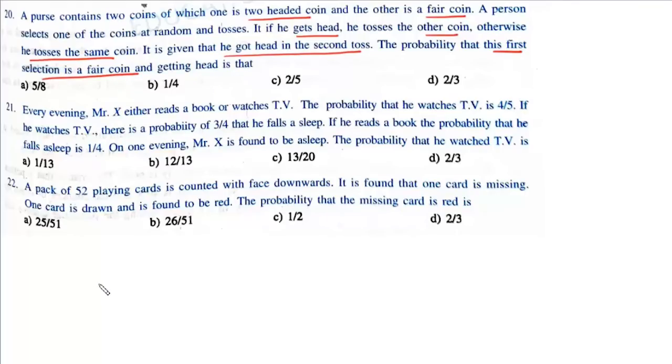Now, a purse contains 2 coins. One of them is fair coin and the other one is two-headed coin. Now, probability of choosing a fair coin, it is 1 by 2 and probability of choosing a two-headed coin is 1 by 2. Now, if a fair coin is tossed, we get 2 outcomes. Either it will be this heads or tails. We'll get heads with the probability 1 by 2 and tails with the probability 1 by 2.